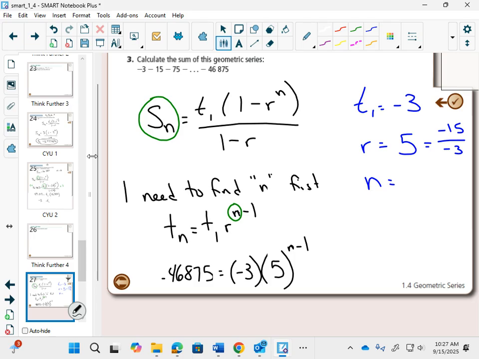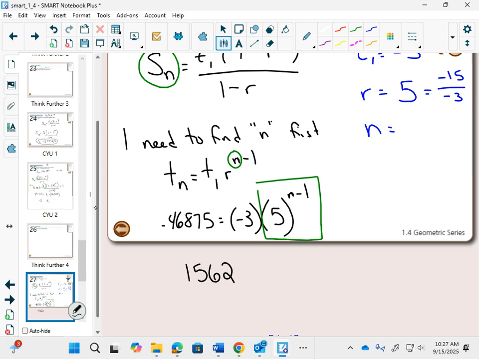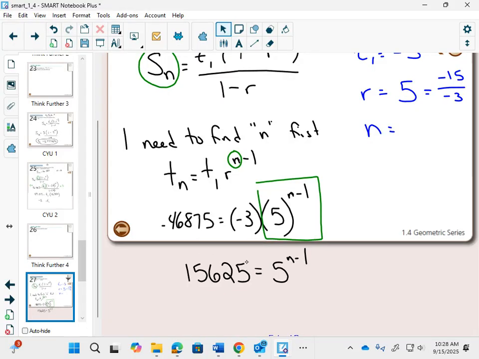And these ones are a little bit tricky because we have to do a little bit of guessing and checking. I'm going to get my term with the n, my power, all by itself, by dividing both sides by -3. So that's going to give me 15,625. And n has to be a nice number because we're talking about sequences and terms. They have to be whole numbers. It has to be a positive whole number. So I'm going to go to my calculator and just start looking for 15,625 as a power of 5.